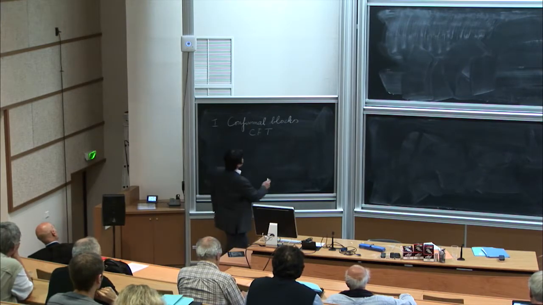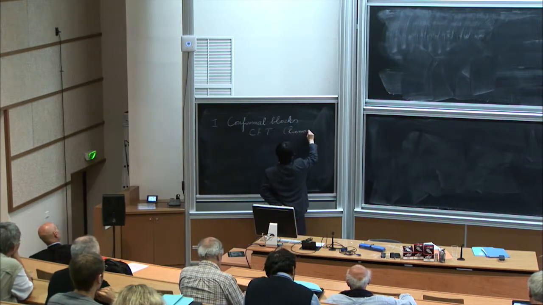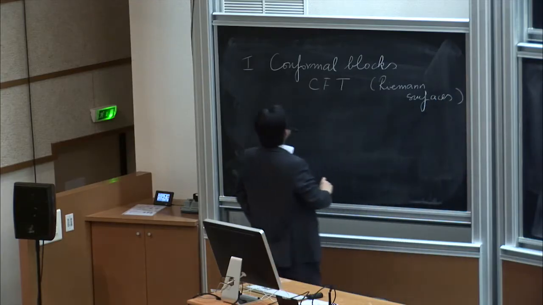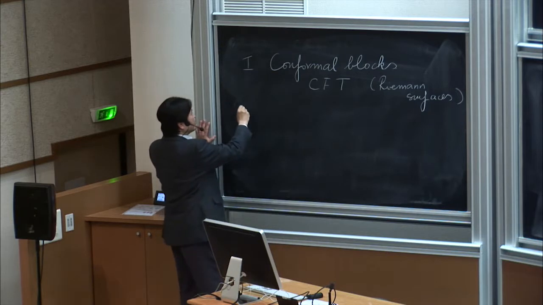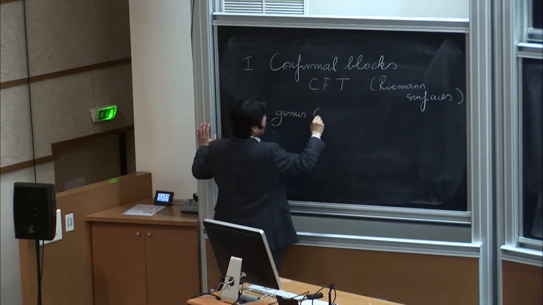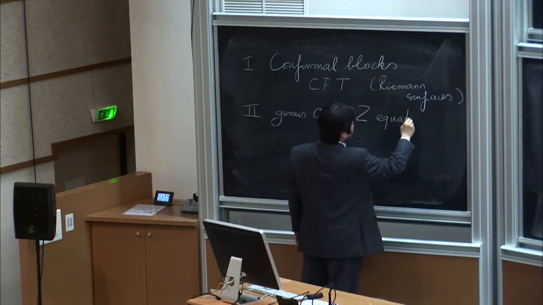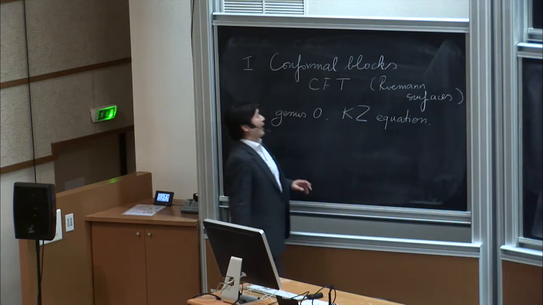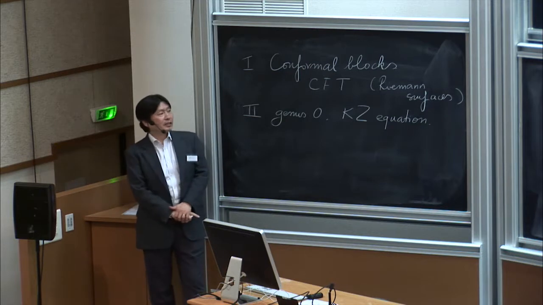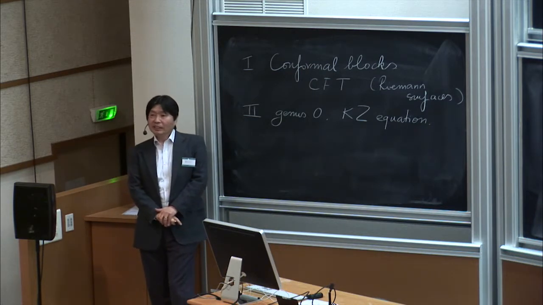First, I give a general framework in the case of Riemann surfaces. And then in the second part, I'd like to concentrate on the case of genus zero, where the Knizhnik-Zamolodchikov equations actually appear. In this talk, I'd like to stress solutions of the Knizhnik-Zamolodchikov equations by means of hypergeometric integrals.